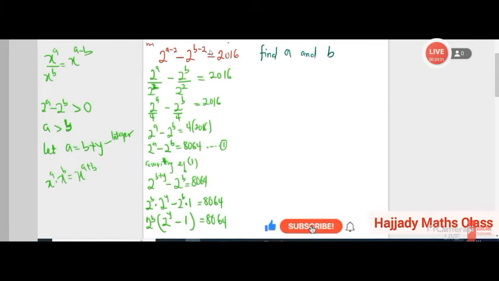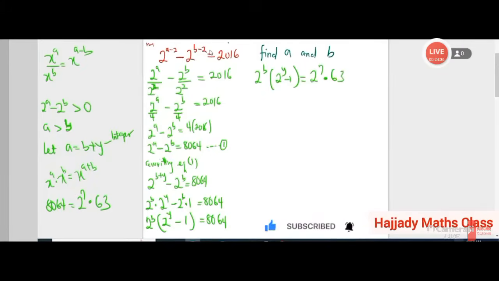Using the LCM method, which is a long process, we have that 8064 is equivalent to 2 raised to power 7 times 63. You can do this and you will see that it is equivalent to 8064. So I can transform this equation to 2 raised to power b into bracket 2 raised to power y minus 1 equals 2 raised to power 7 times 63. Comparing these two, 2 raised to power b equals 2 raised to power 7, while 2 raised to power y minus 1 equals 63.